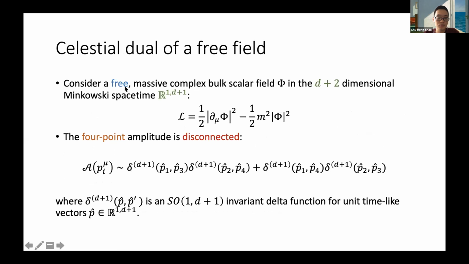So let's consider a free, massive, complex bulk scalar field phi in the d plus 2-dimensional Minkowski space. The Lagrangian is just the ordinary quadratic free field Lagrangian. The 4-point amplitude of this massive theory is completely disconnected. There's no interaction. So we just have the 1,2,3,4 and the 1,2,4,2,3 disconnected amplitudes.